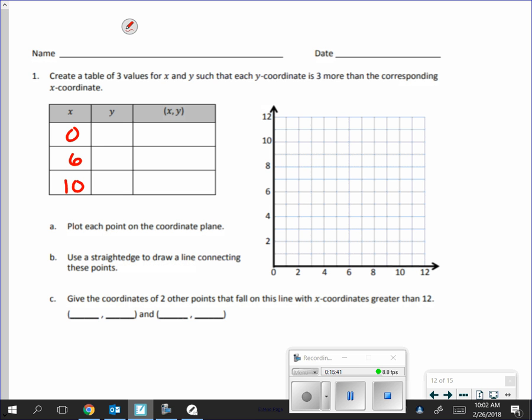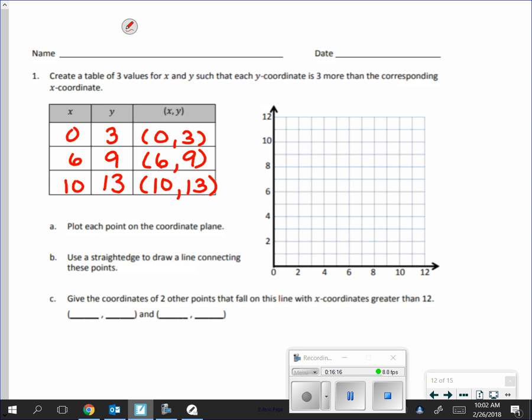So then if this is 0, y is 3. If this is 6, y is 9. If this is 10, y is 13. So then my corresponding points are this, my coordinate pair. You do not have to have the same points, but your line should look the same.